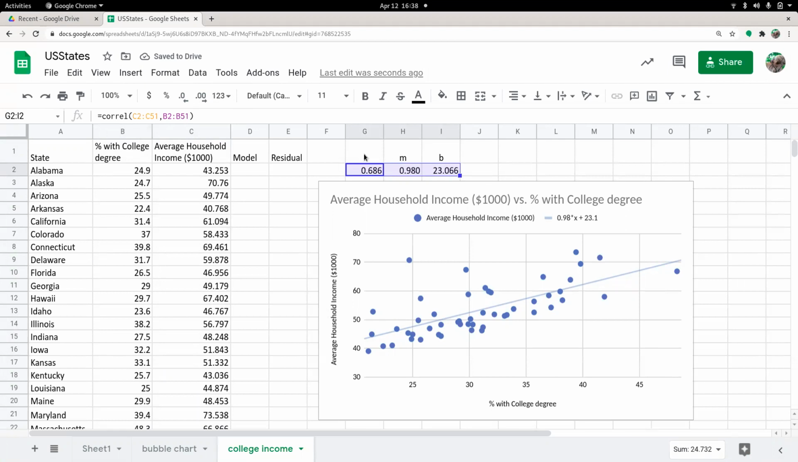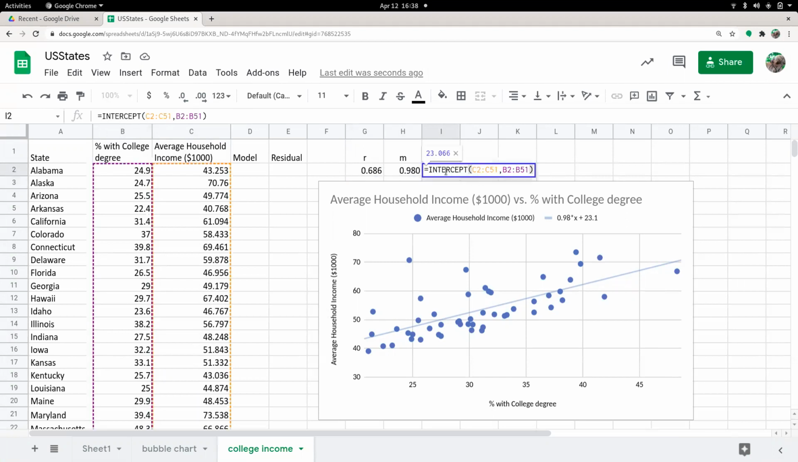So here are the values for the correlation coefficient R, and remember that's the CORREL function. Y values, then X values. Slope is just SLOPE, and the y-intercept is just INTERCEPT, which are the values in the graph here.